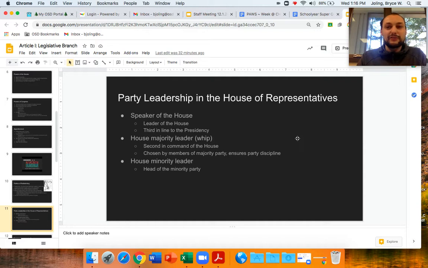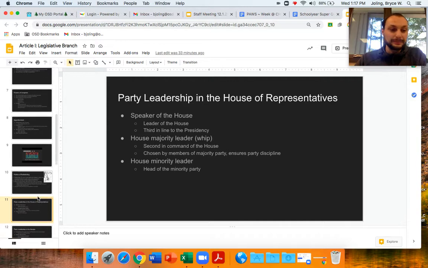The minority has the House Minority Leader. They don't have a ton of power. Their job is basically what the whip's job is. So they try to rally and make sure that their caucus votes the way that they do. But like I said, other than that, the minority leadership tends to not have that much power.